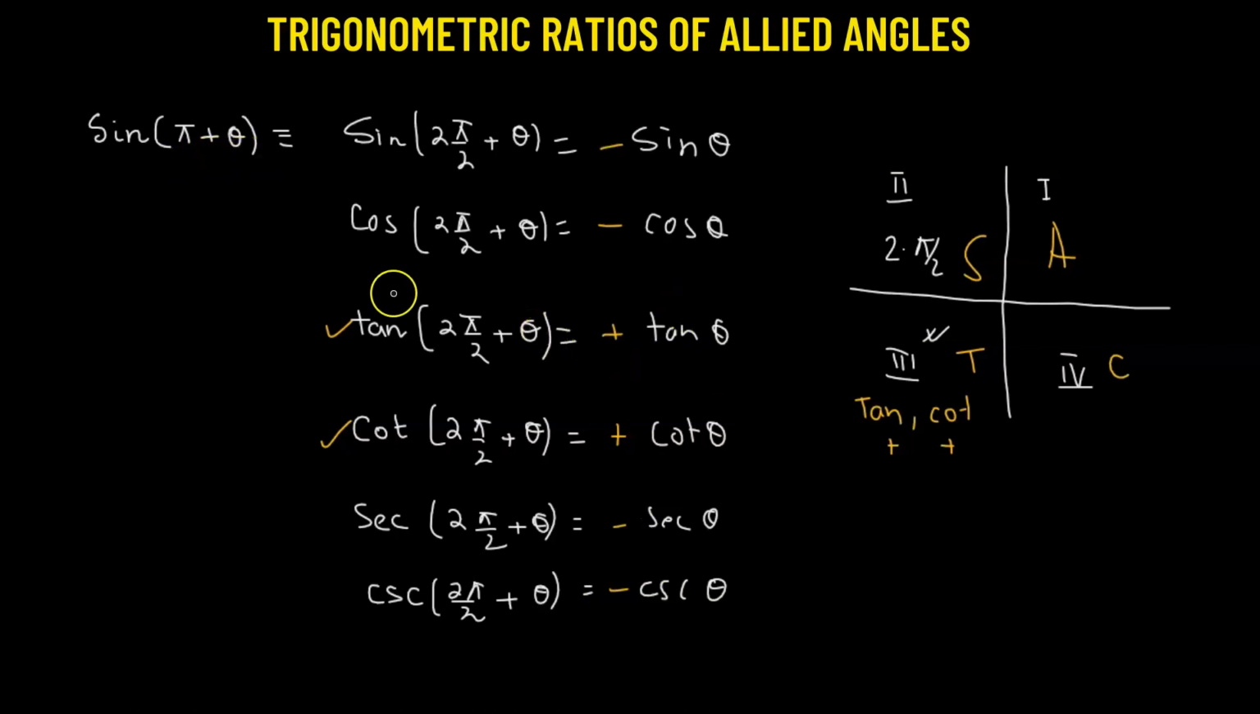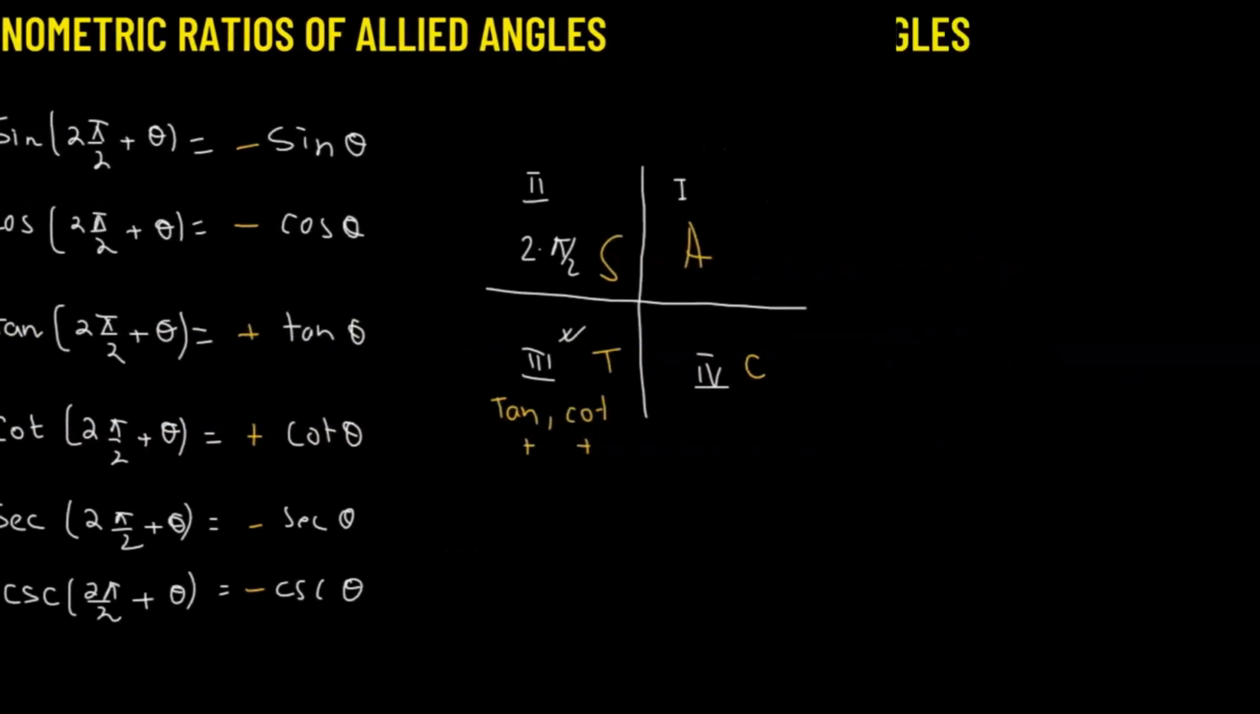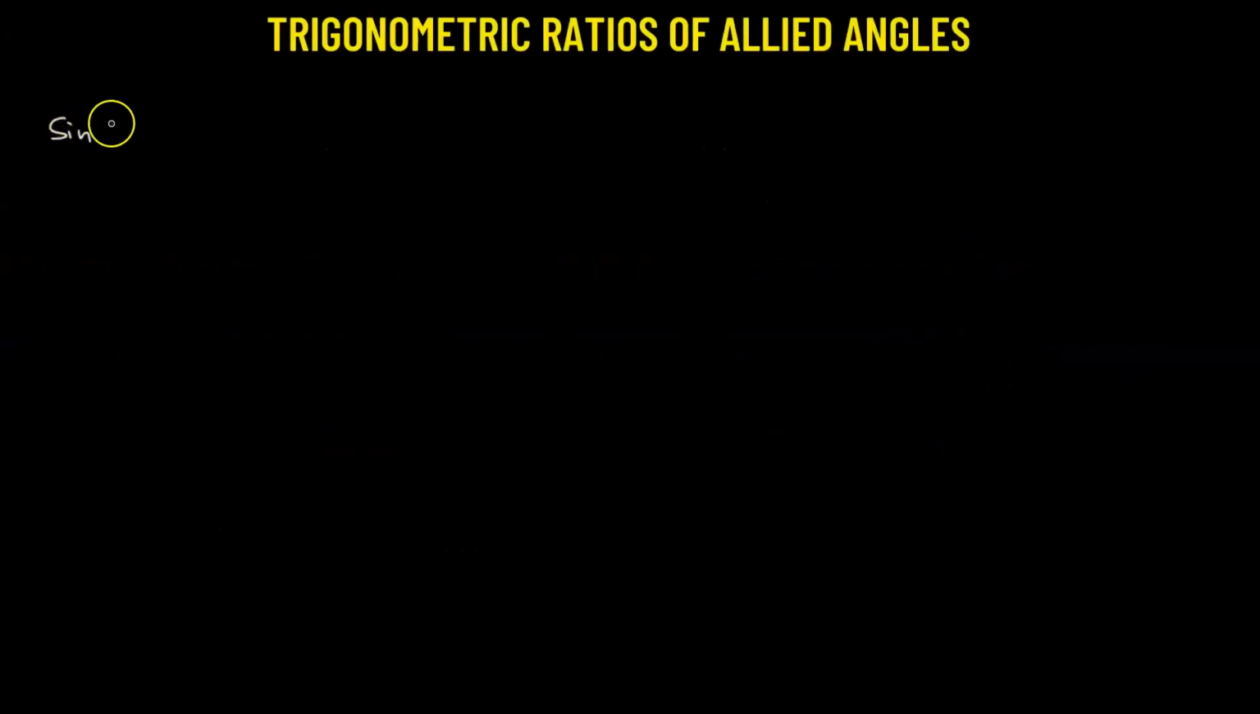Now we will come to the next one, which is 270 plus or minus theta. So we'll start with sine of 270 degrees minus theta. 270 degrees in radians is 3 pi over 2.